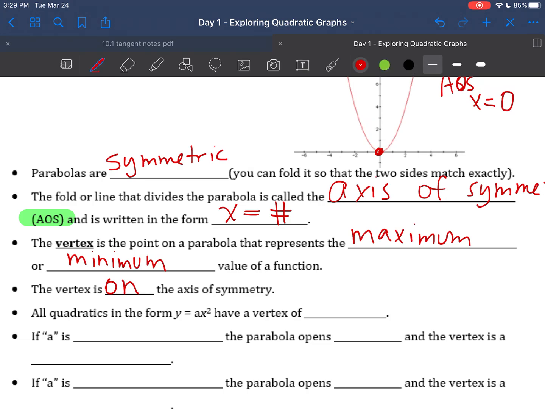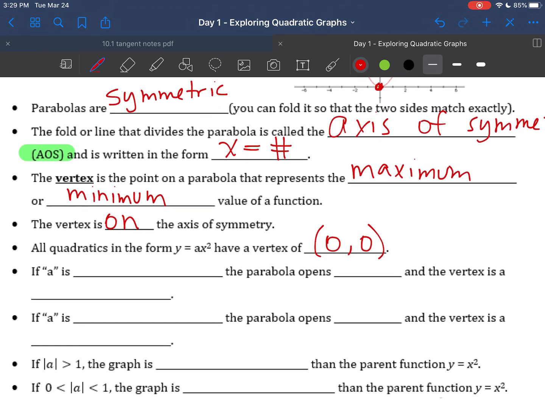All quadratics in the form of y equals ax squared have a vertex of 0, 0. It's always going to be in the origin. Okay, so 0, 0. Last couple of items here. If a is positive, the parabola opens up and the vertex is a minimum.